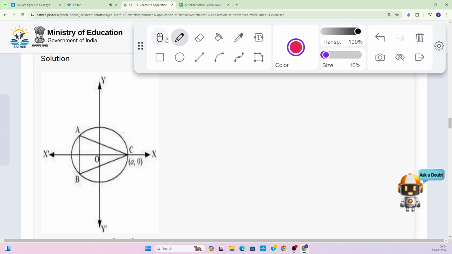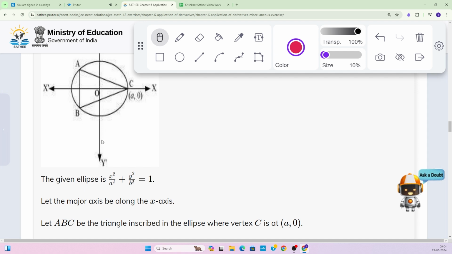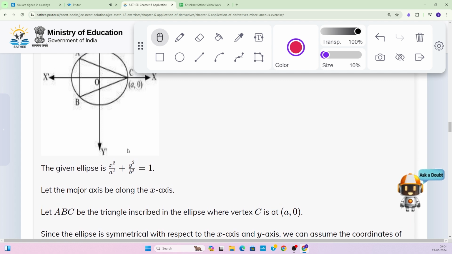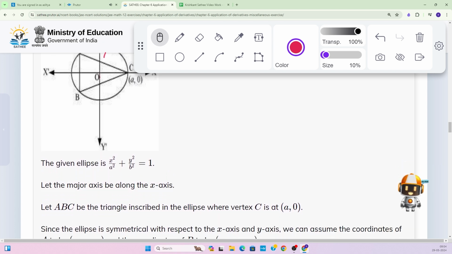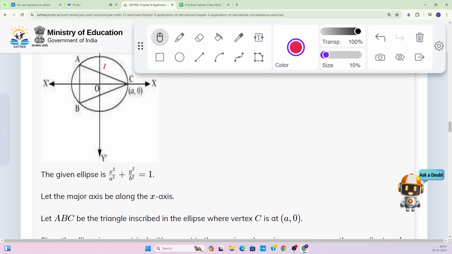Now the given ellipse is x square divided by a square plus y square divided by b square equals 1. Let the major axis be along the x-axis. So we are taking the major axis along the x-axis. This is your major axis, and this will be your minor axis. Now let ABC, as you can see from this diagram, be the triangle inscribed in the ellipse where vertex C is at (a, 0).